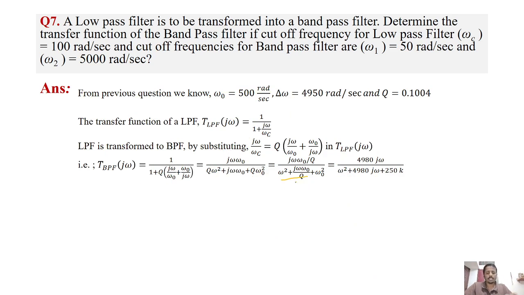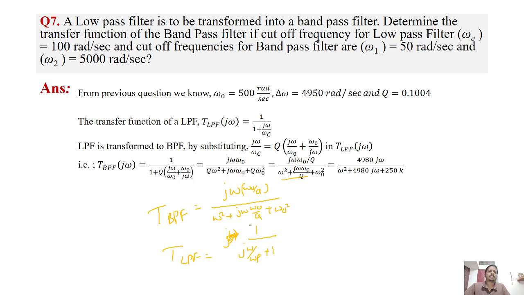This is actually the transfer function of the band pass filter, T(j omega) equals j omega times omega naught by Q, over omega square plus j omega omega naught by Q plus omega naught square. This is the general formula. And we have the transfer function of the low pass filter as 1 by (j omega by omega p plus 1).